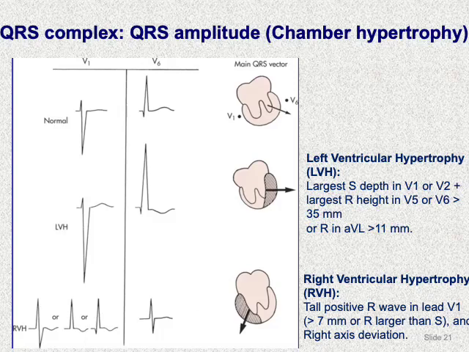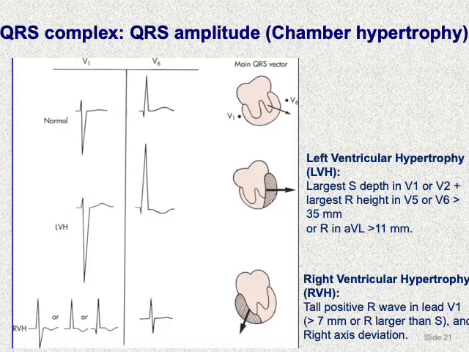That means you will see V1 and V2, take the largest one of them, and see how many squares. This is, for example, 5 squares, and this is V5 and V6. You will get which one is the largest. For example, V5's largest is 5 squares, so 5 and 5 is 10 squares. 10 squares means 50 millimeters. So if it is more than 35 millimeters, this is LVH.